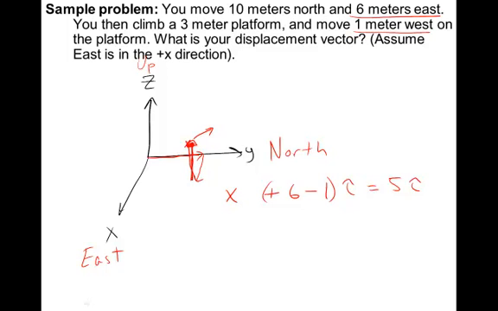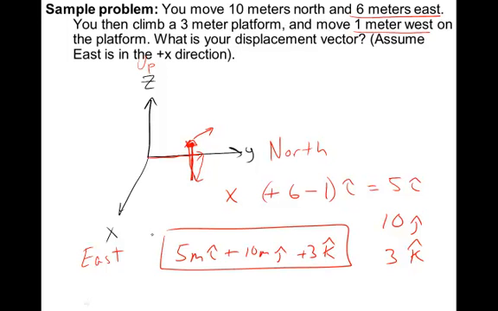In the j hat, or in the y direction, we went 10 meters north. So that would be 10 meters in the j hat direction. And we went 3 meters upward, which is in the k hat direction. So we would simply write that as 5 meters i hat plus 10 meters j hat plus 3 meters k hat. And that would be our displacement vector.